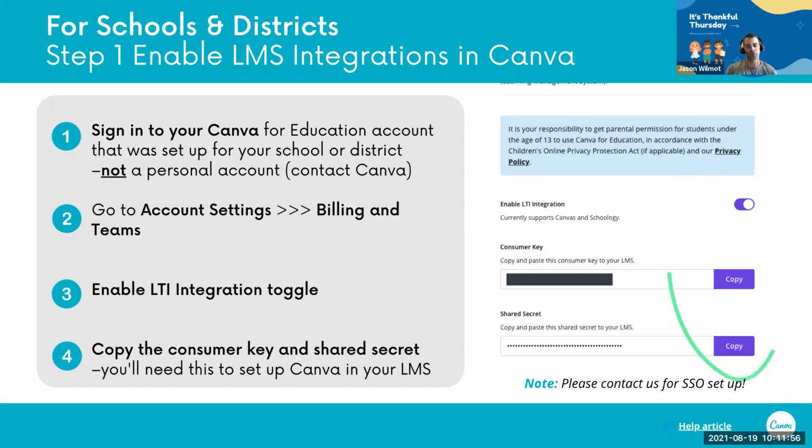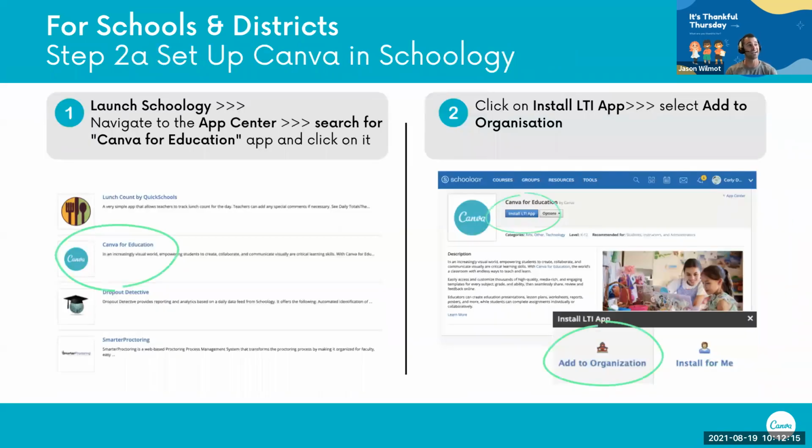So in Canva, you're going to go to the account settings tab, billing and teams. You're going to enable LTI integration. That's where you're going to find the consumer and shared secret key, which when you hear the word consumer and shared secret key, you know it's going to be something special. You're going to take that, you're going to move that into Schoology to where then you can actually set it up.